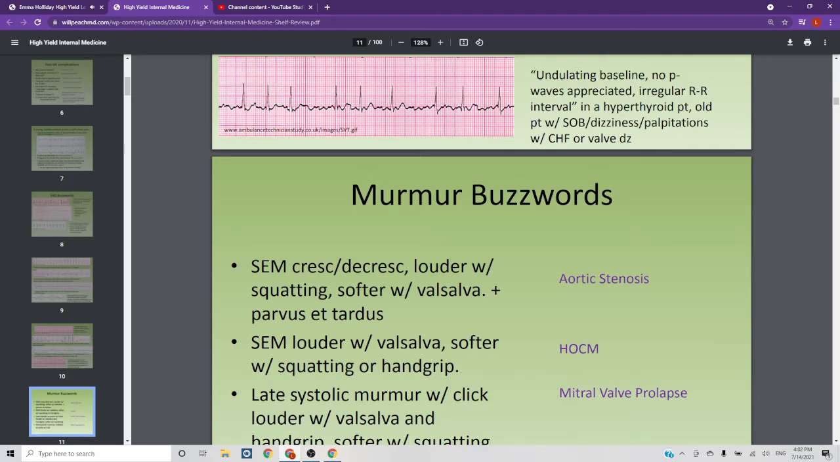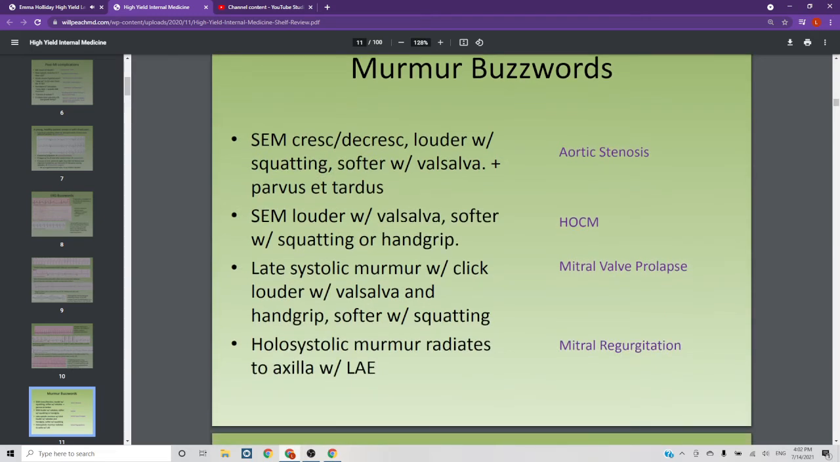All right. So now let's go to murmurs, the other common question type in the cardiology section. So I've got a systolic murmur. It's crescendo, decrescendo. It's louder when they squat, softer when they Valsalva, and you might see parvus et tardus in their pulses when you're palpating the aortic pulse or a peripheral pulse. Aortic stenosis, very good. So some things that might cause aortic stenosis. So old, right, calcific degeneration, I think is what it's called, of the valve. So it just could be old.